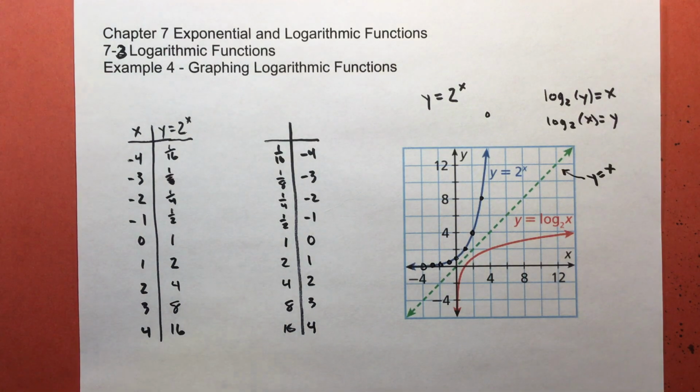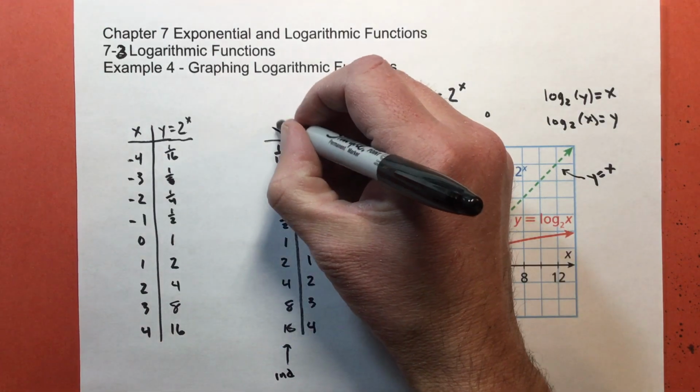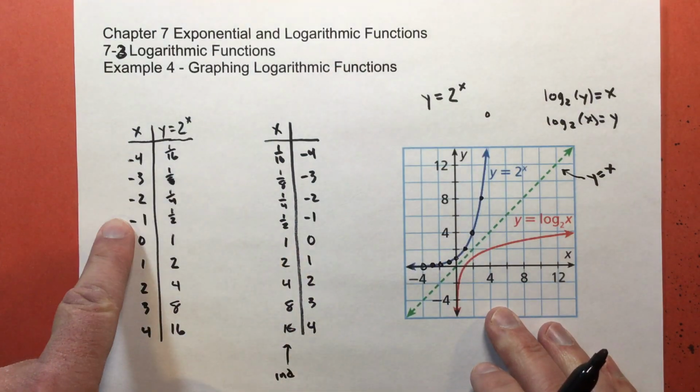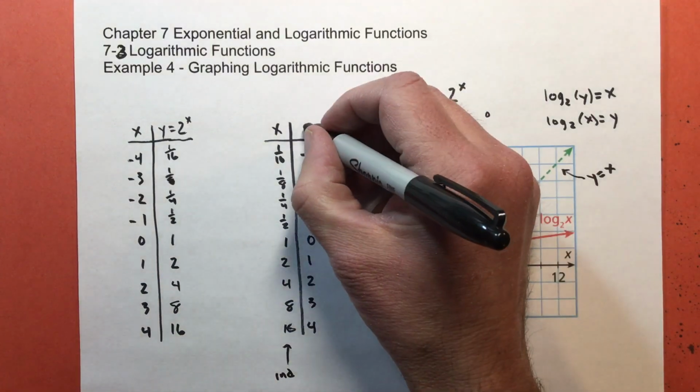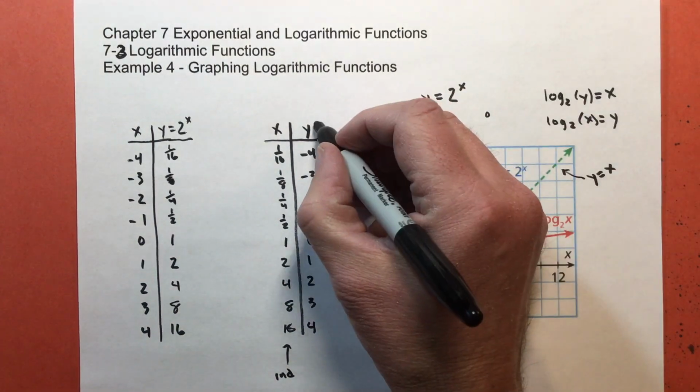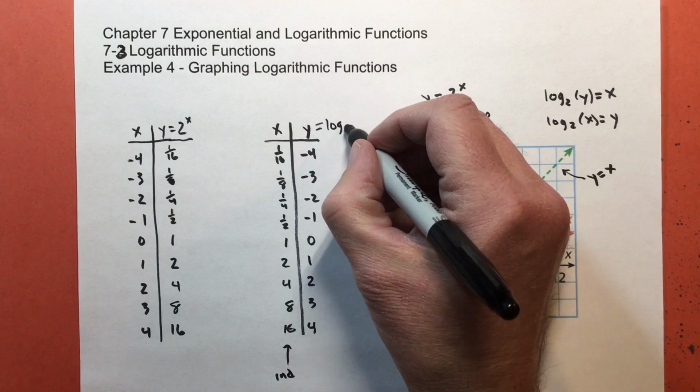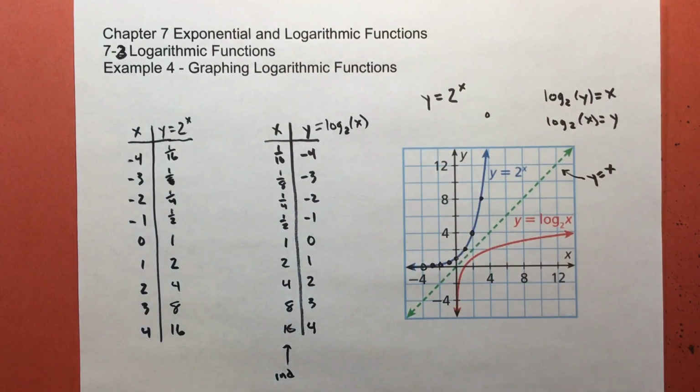Now, after I flip the values, I still call these the independent variable. So this is still x. They're just not the same as those x's because I flipped them, right? And of course this is y, but in this case my function is log base 2 of x. How do I graph it?